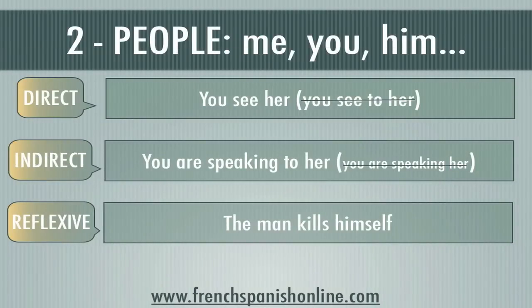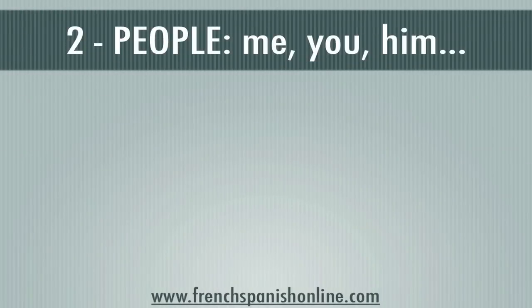When we say direct, for example, in English, you say, you see her. Her comes directly after the verb. That's why we say that her, this pronoun, is a direct object. You are speaking to her. Her is not directly placed after the verb. We have the word to. For this reason, we say that her is an indirect object. And we will add a category for reflexive pronouns. Expressions like the man kills himself, things that you can read in a newspaper. So we are going to see how to translate himself, herself, themselves, and so on.